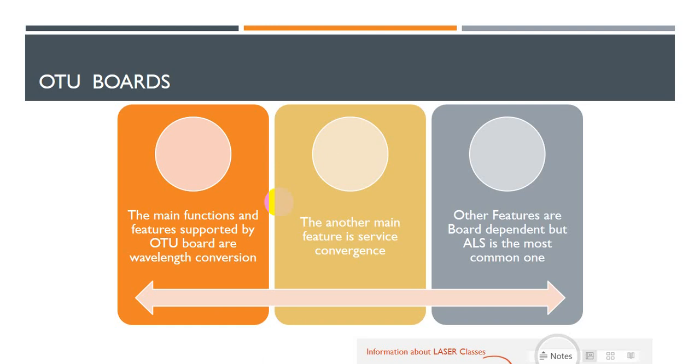There are boards where you can have an output frequency of your choice, but otherwise there are fixed frequency optical transponder units as well. Then this can take many services, it can converge them, means make them together and send. And this is ALS. ALS is another feature which we'll study afterwards.